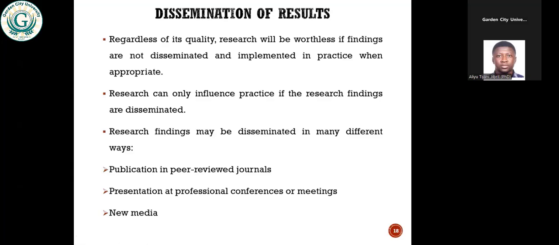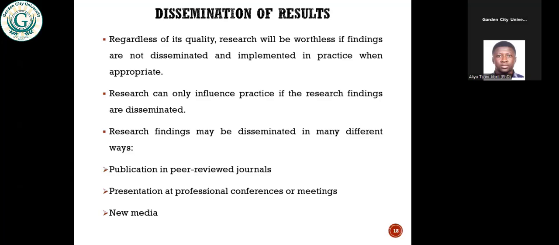So once we finish gathering our data, we need to analyze it. And when we analyze, we need to write our reports and we need to share these findings. So findings must be shared so that others can benefit from this particular finding. Because when we disseminate the findings, it ensures that the knowledge also contributes to practice and possibly leads to policy changes or interventions. So there are a number of ways that we can disseminate our findings.